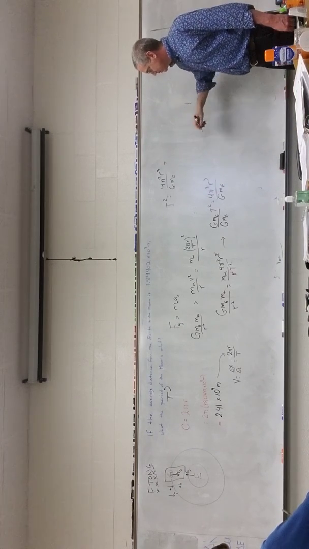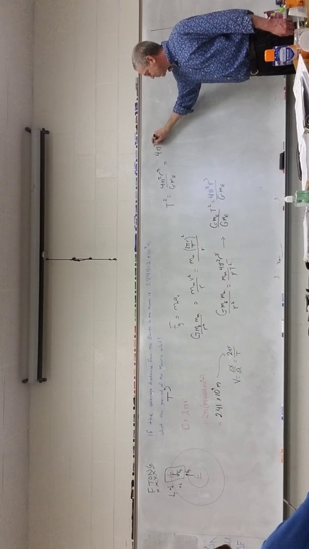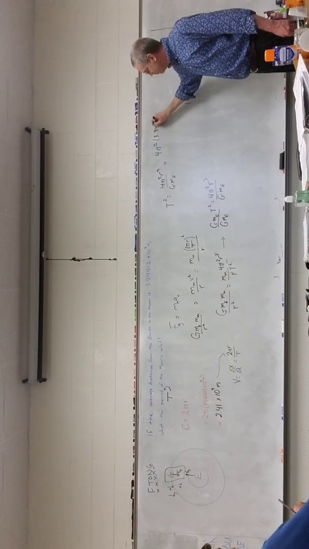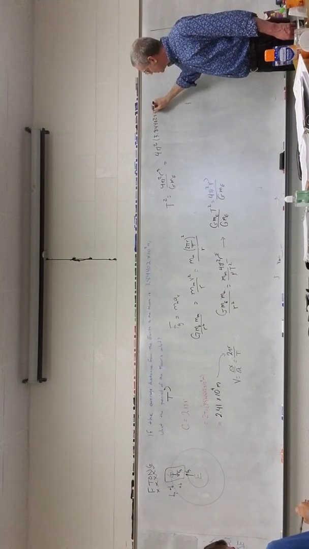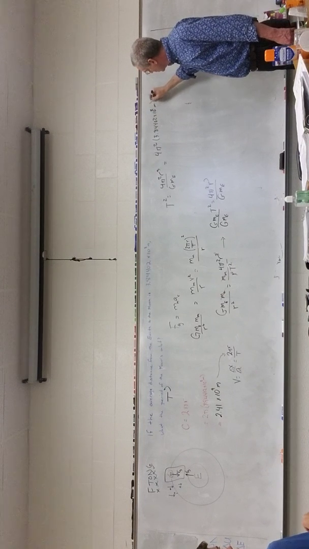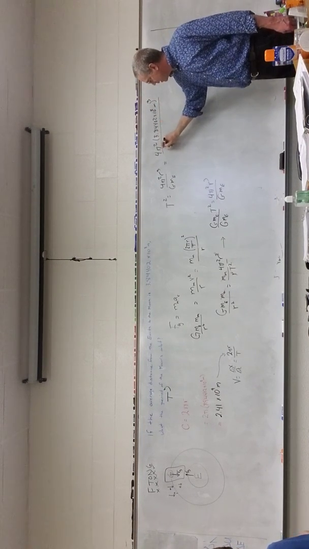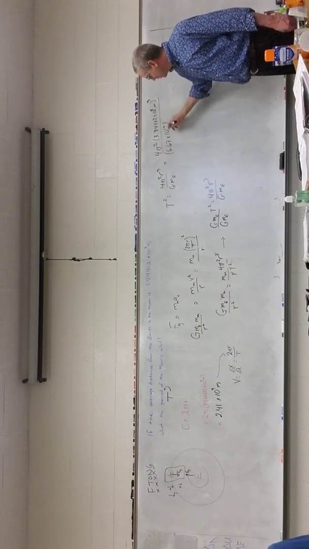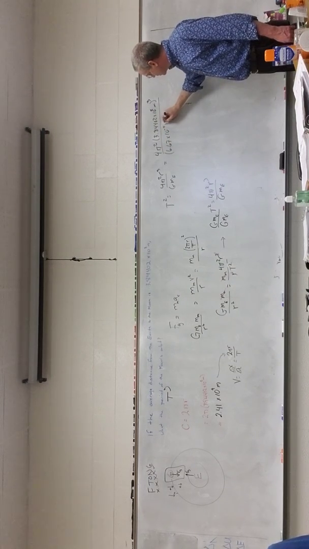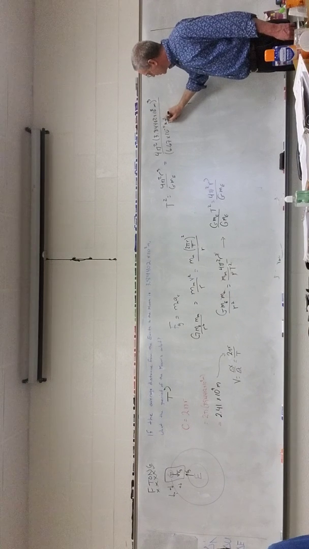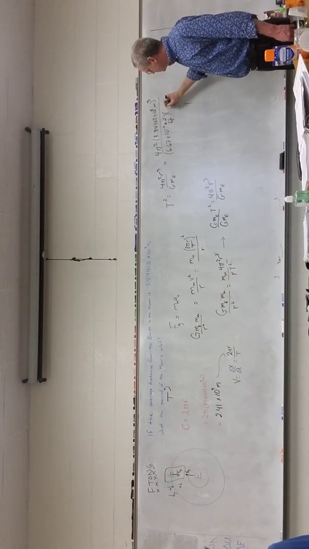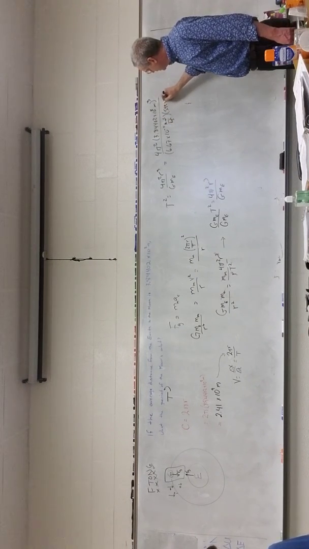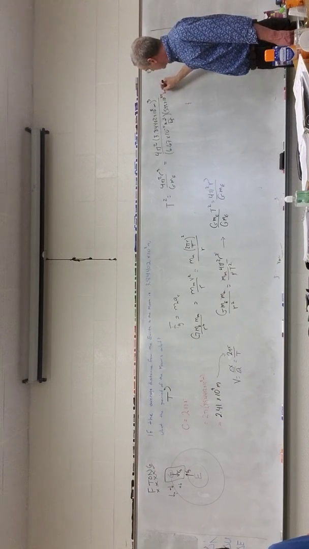Let's go ahead and do the numbers at this point. So we get 4 pi squared times 3.84402 times 10 to the 8 meters cubed, divided by 6.67 times 10 to the negative 11 Newton meter squared per kilogram squared, times the mass of the Earth, 5.98 times 10 to the 24th kilograms.